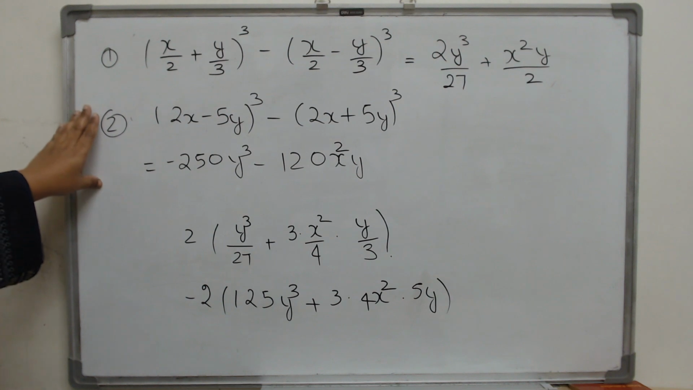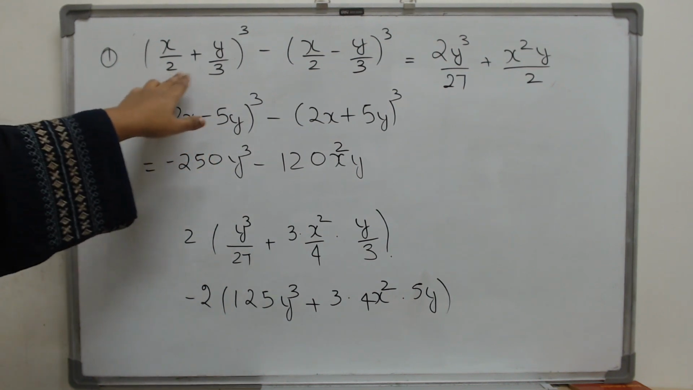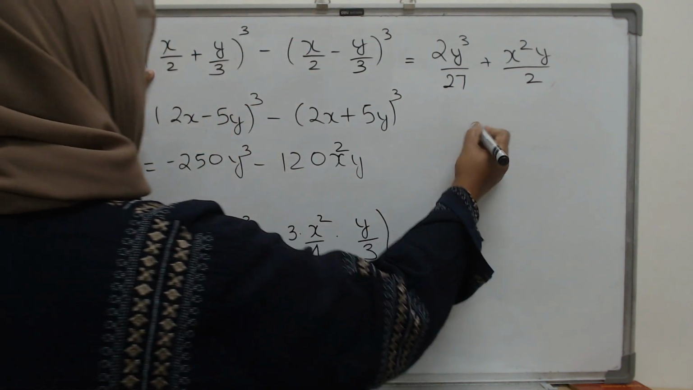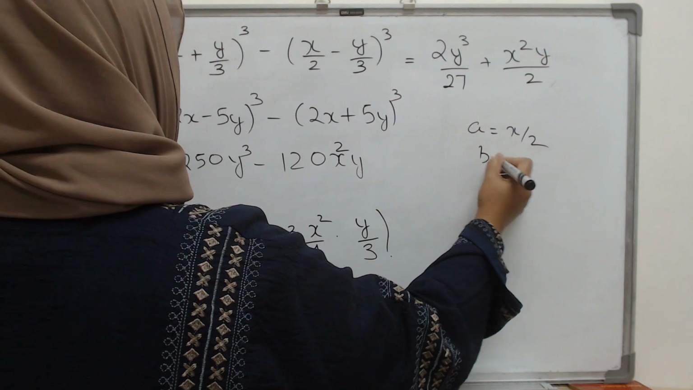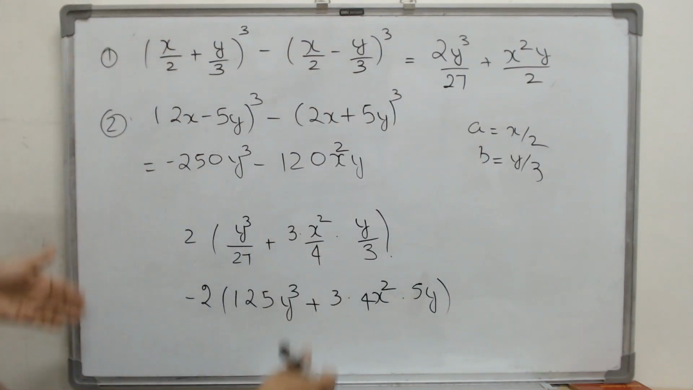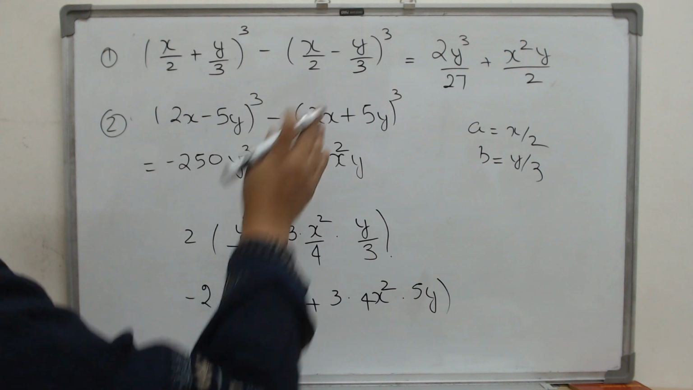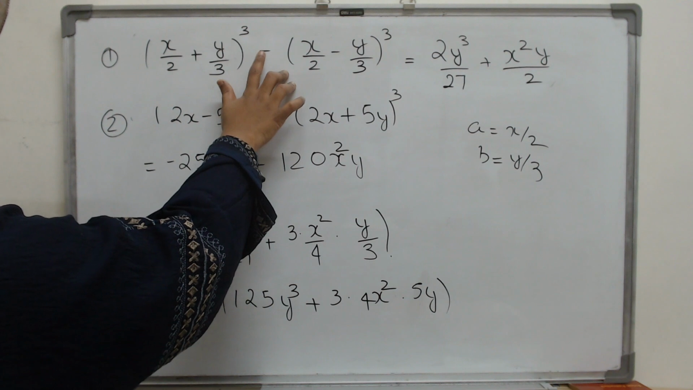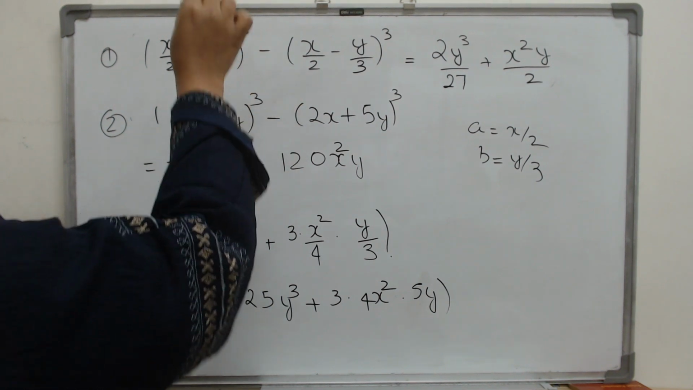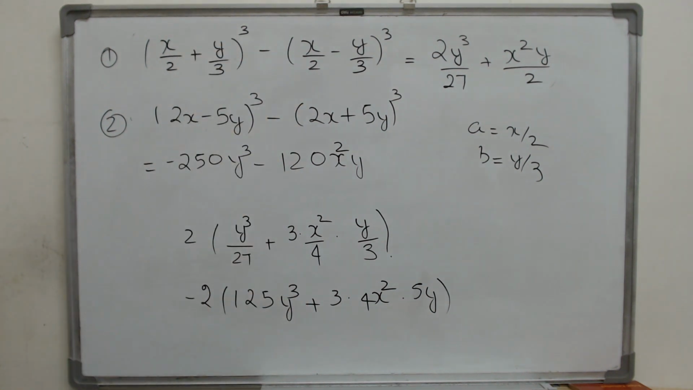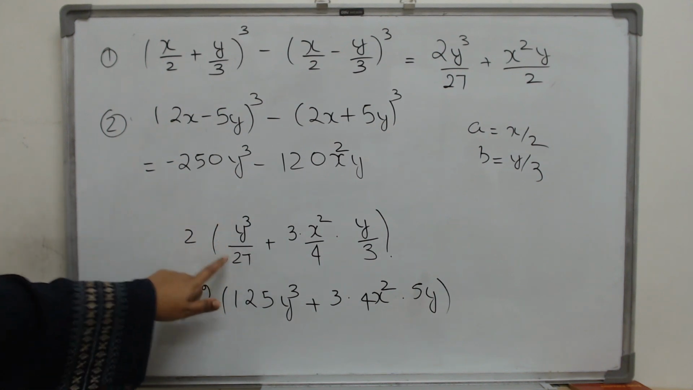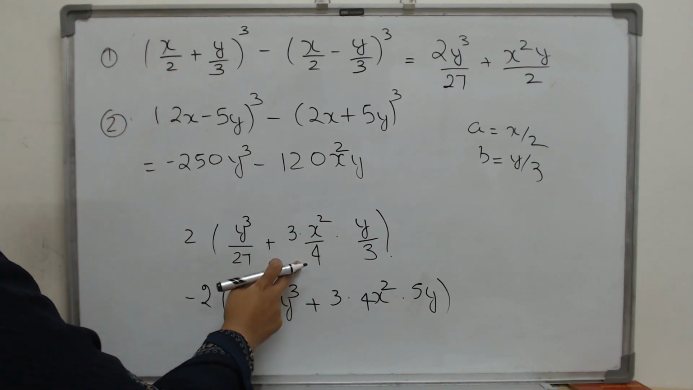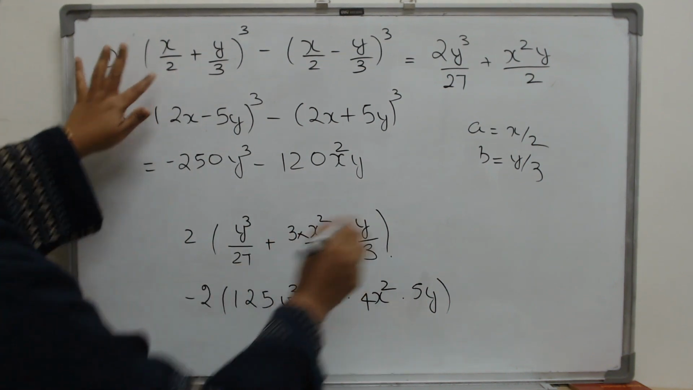Now these are two similar questions. You can do it yourself. It is (a plus b) the whole cube minus (a minus b) the whole cube. What is the a here? A is x by 2 and b is y by 3. So you can do it the same way. All the equal but opposite terms will get cancelled, and what will you be left with? This is a minus sign. That means only y cube and y terms will be left. The y cube term will look like this, and the y term will have the square of the first term.